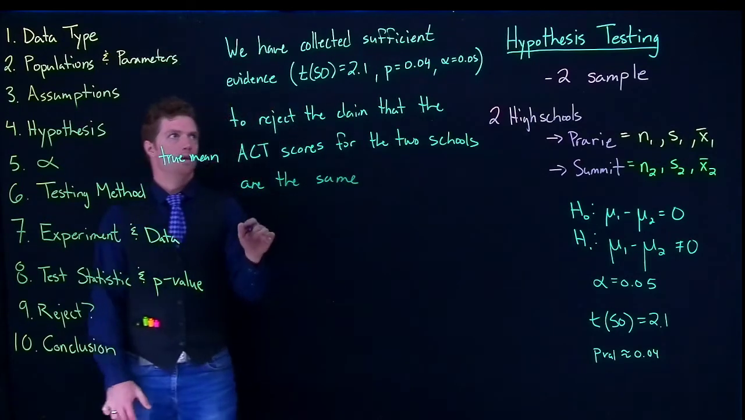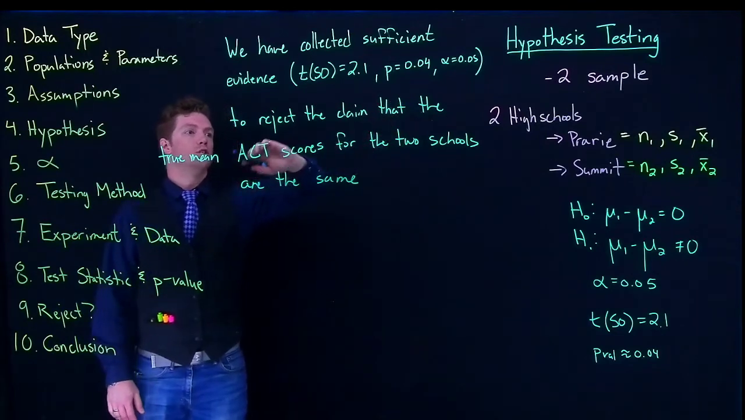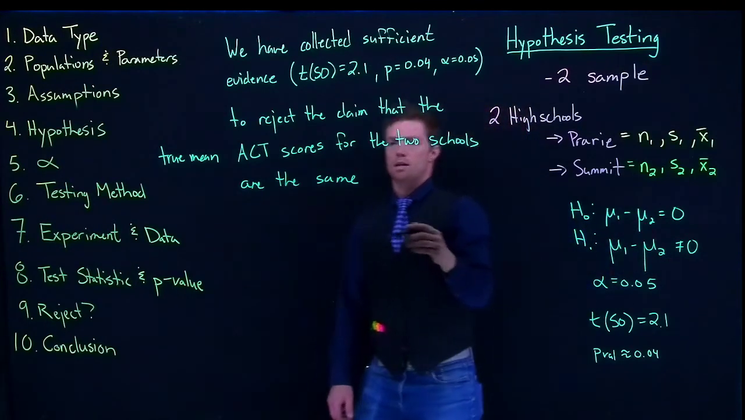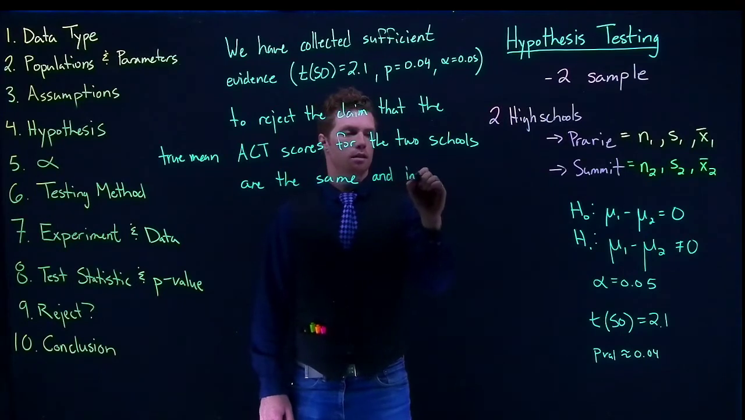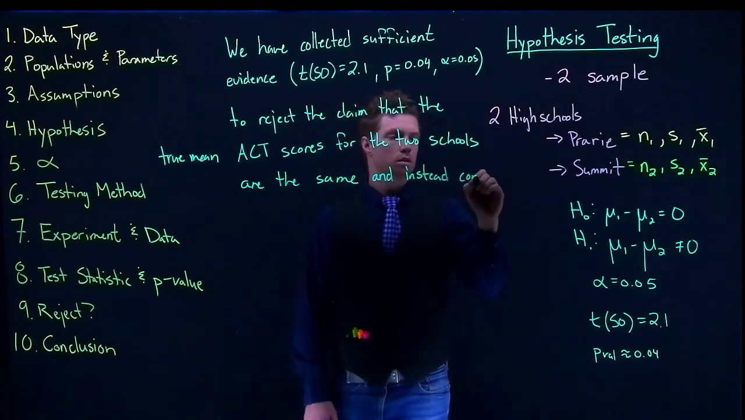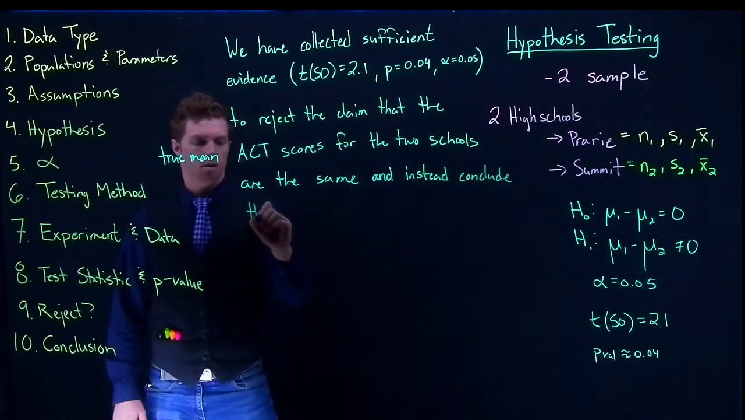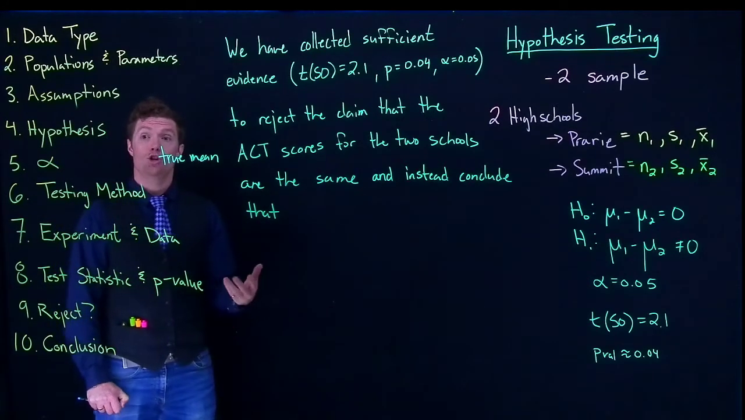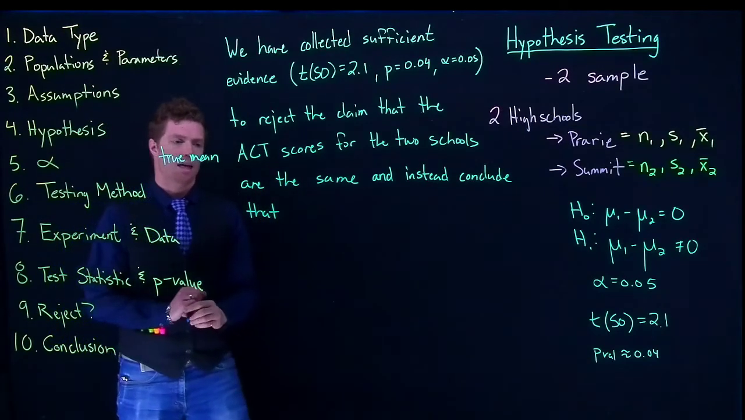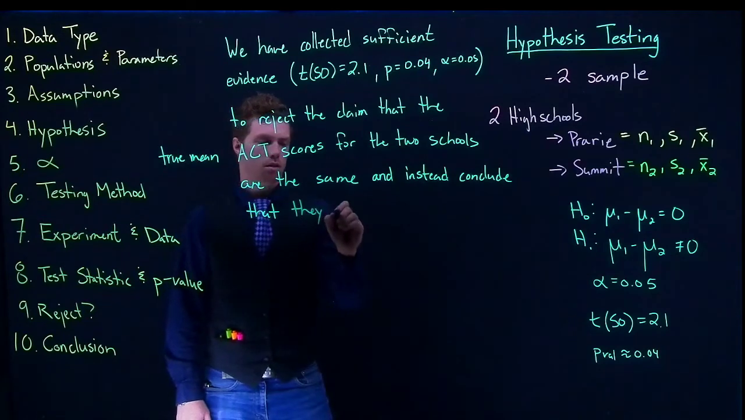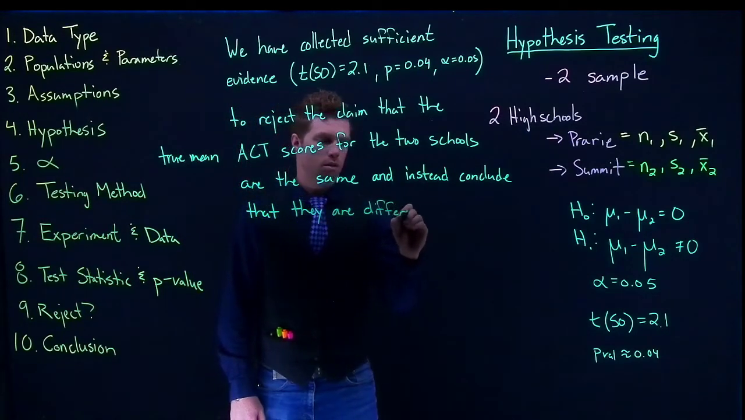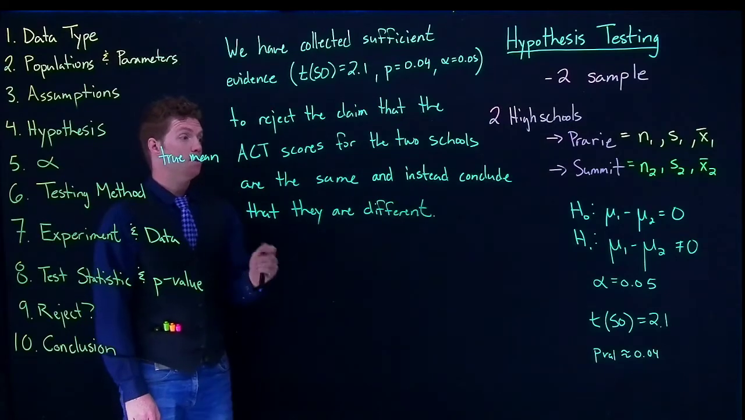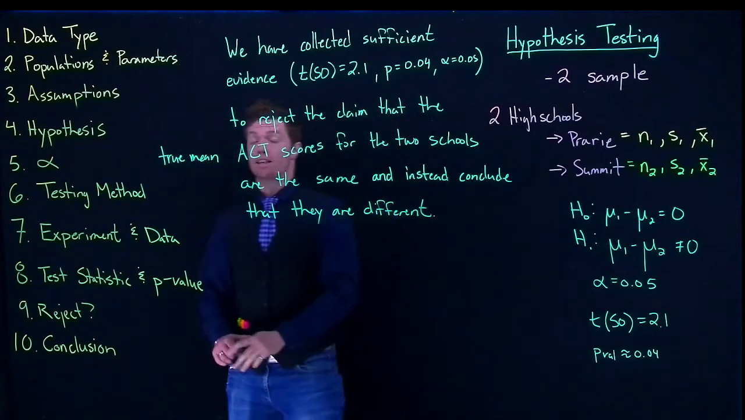All right, so this is my first step. I've said how much evidence I've collected. I've reported it to reject the claim. And the baseline claim is that these two schools are the same, right here. And instead, conclude that, okay, after we've rejected the null hypothesis, we can conclude the alternative. My alternative right now is just that they are different. I can't say which one is bigger or smaller at this point because I only said that they are not equal to, that they are different from one another.